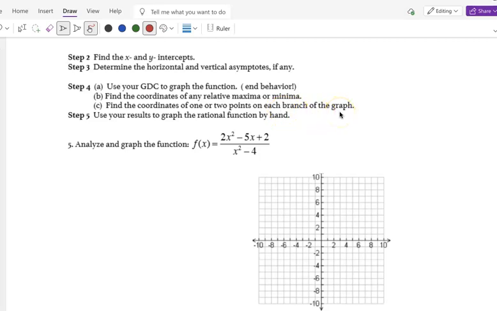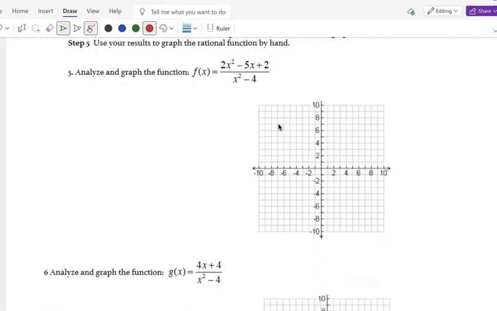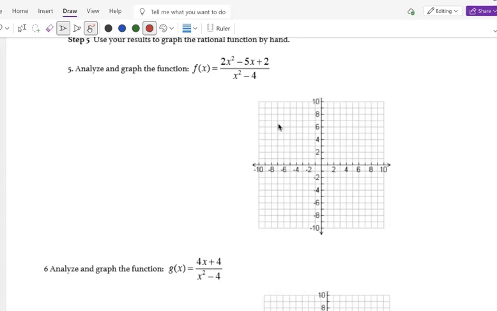So just find them, you are using the GDC. Use your results to graph the rational function by hand. Lots of steps, but it's easy. It's just written there so it feels like a lot. So what is the first step you should do?